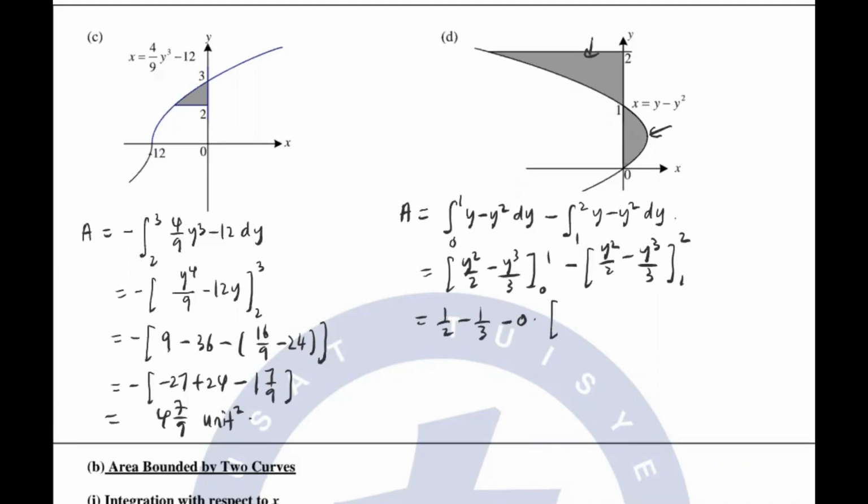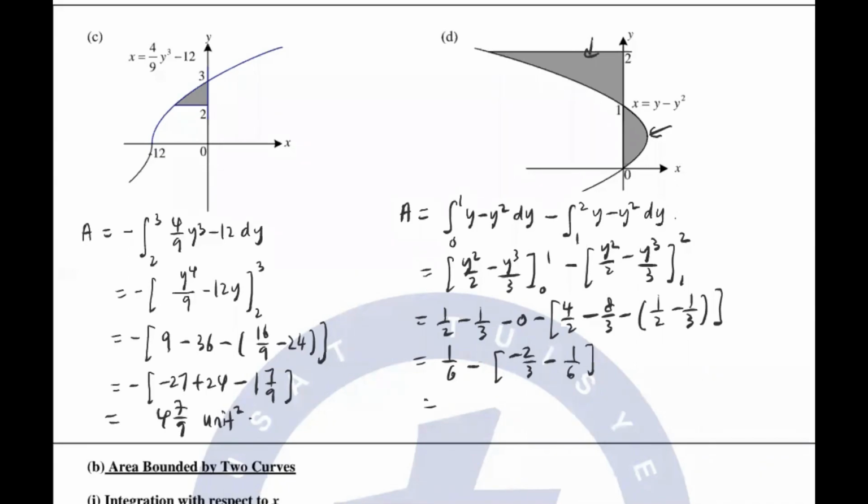1 over 2 minus 1 over 3 minus 0. Let's put 2 inside. 2 squared is 4, 4 over 2. 2 cubed is 8, 8 over 3. 1 over 2, 1 over 3. Okay, this is going to give us 1 over 6. This one is going to give us 2. Wow, a bit hard to get right. 2 minus 8 over 3. So it's negative 2 over 3, right? And then this is 9 minus 1 over 6.